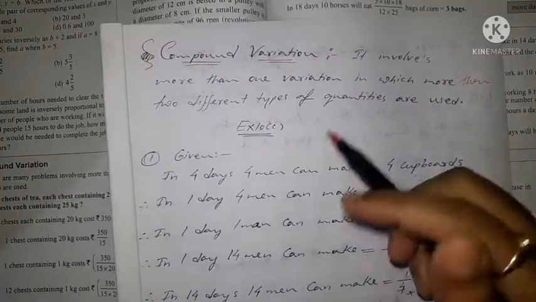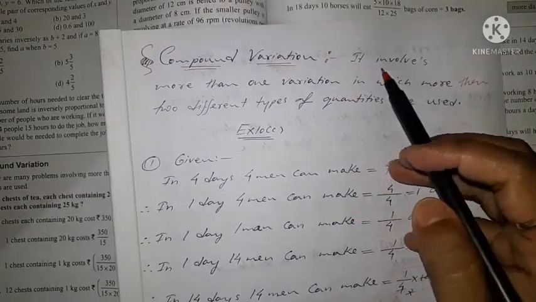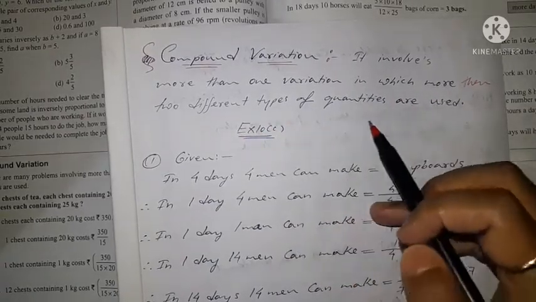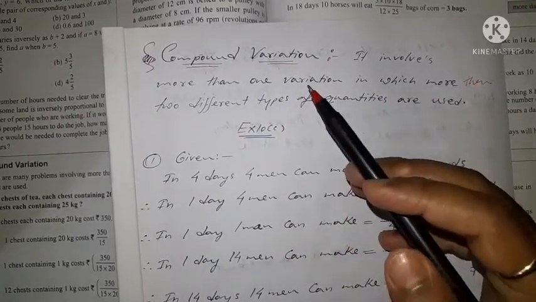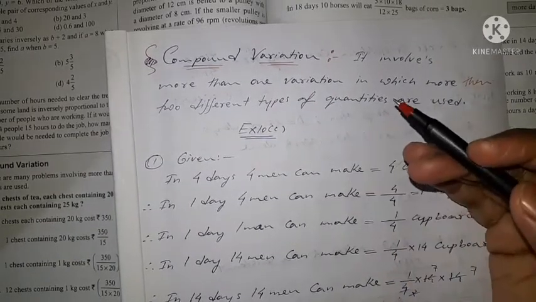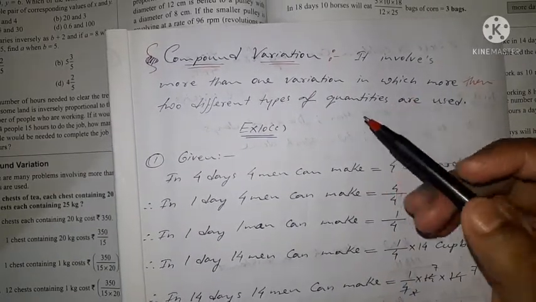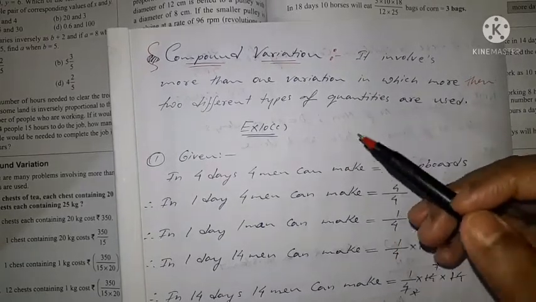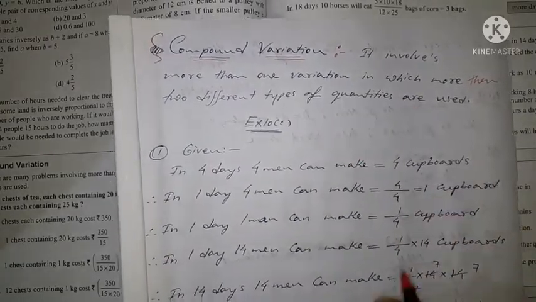So compound variation involves more than one variation, in which more than two different types of quantities are used. It consists of more than one variation, with more than two different types of quantities. So let's move to exercise 10C.